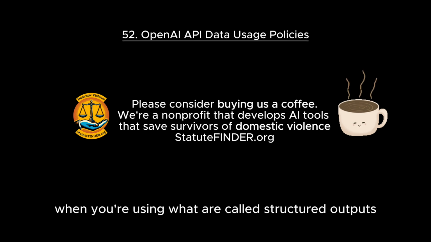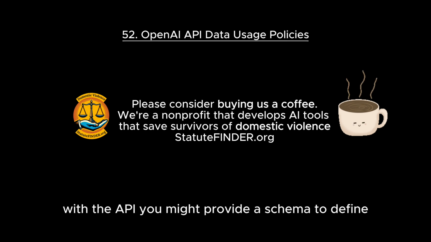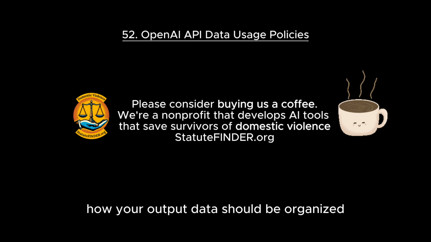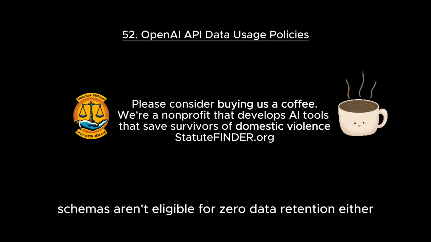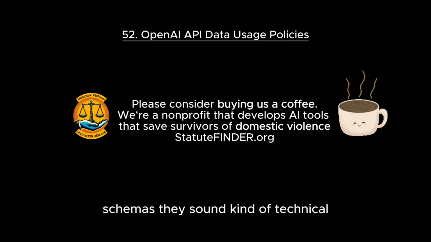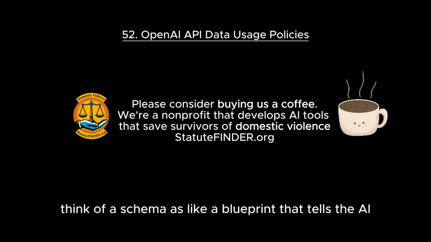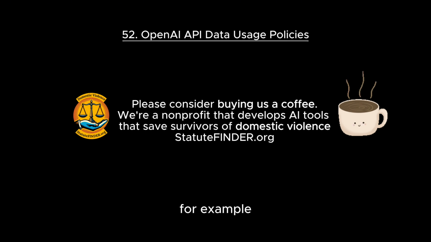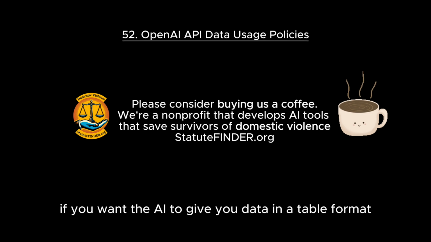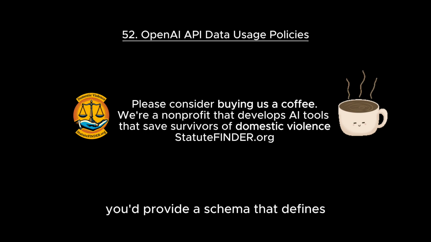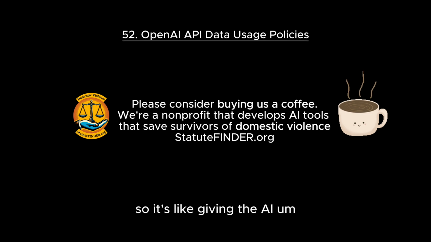A couple more. When you're using what are called structured outputs with the API, you might provide a schema to define how your output data should be organized. Those schemas aren't eligible for zero data retention either. Schemas. They sound kind of technical. Can you break that down for me? Think of a schema as like a blueprint that tells the AI how to structure its response. For example, if you want the AI to give you data in a table format, you'd provide a schema that defines the columns and rows of the table. So it's like giving the AI a template to work with.